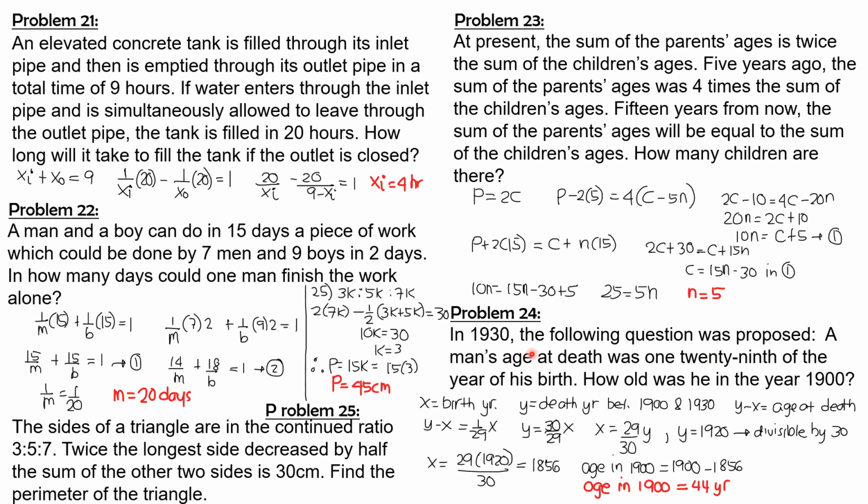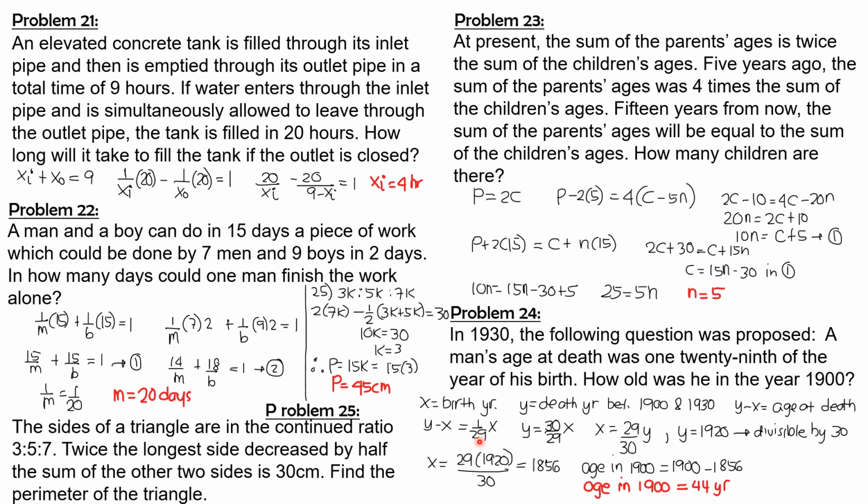Problem 24. In 1930, the following question was proposed. A man's age at death was 1/29th of the year of his birth. How old was he in the year 1900? So this question was proposed in 1930. So meaning to say the man died somewhere between 1900 and 1930.